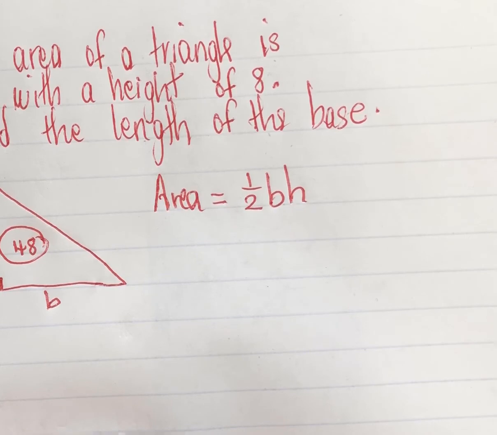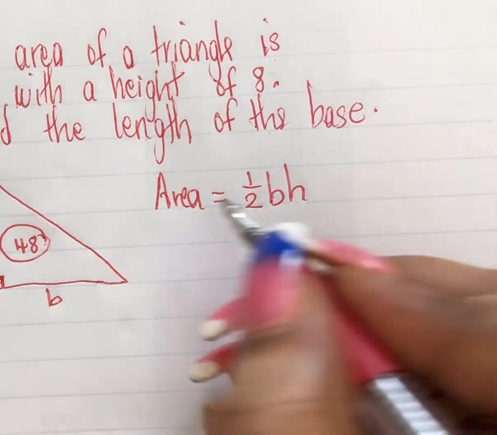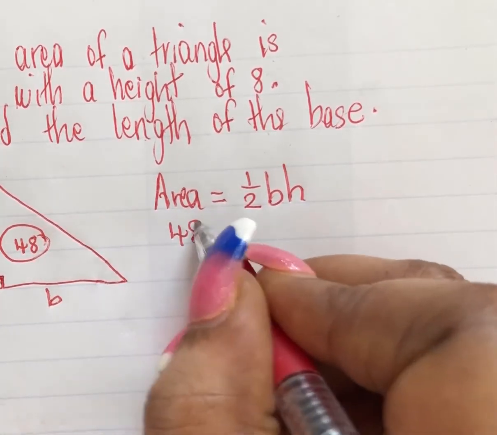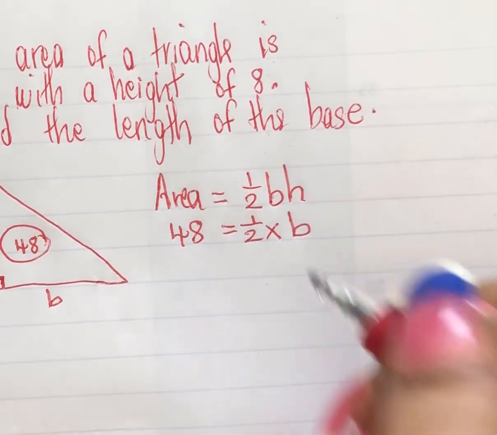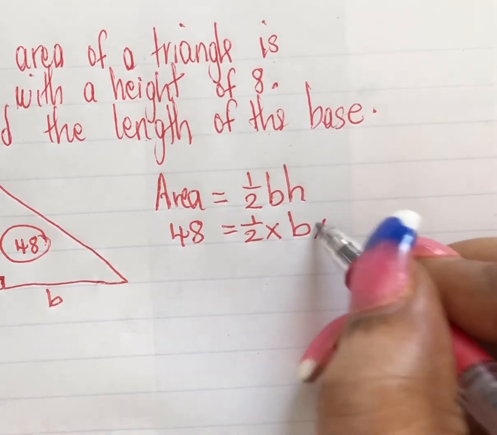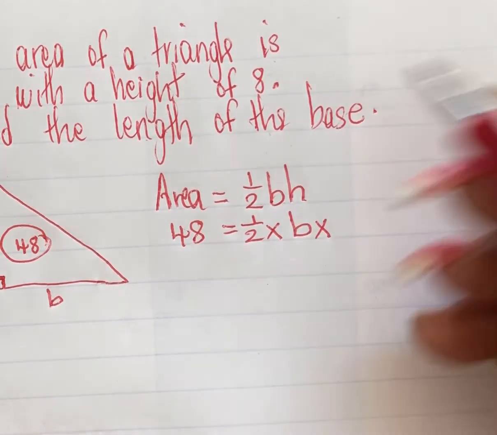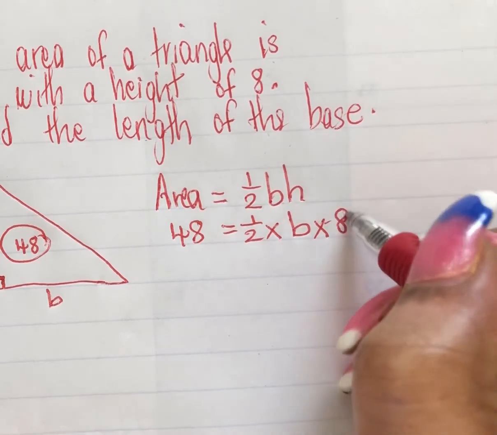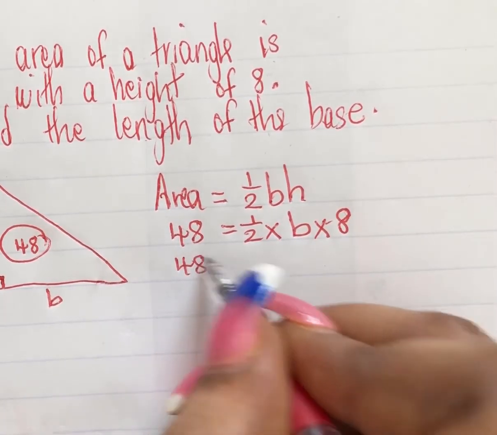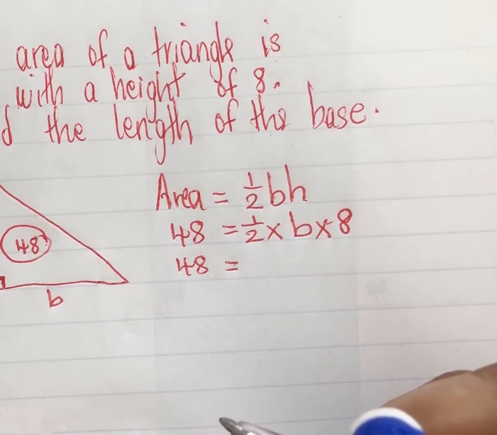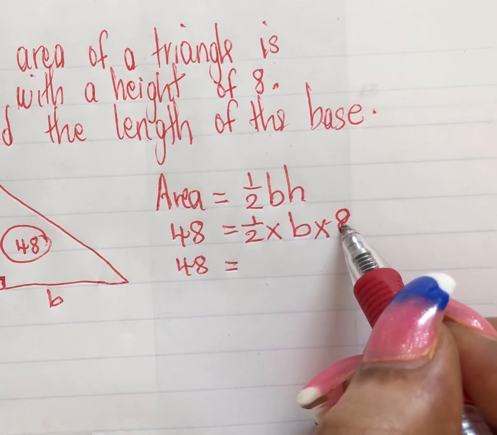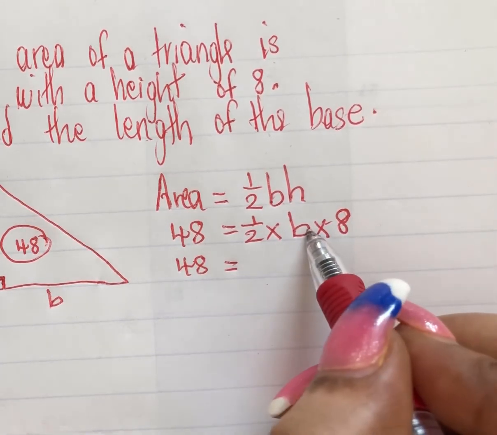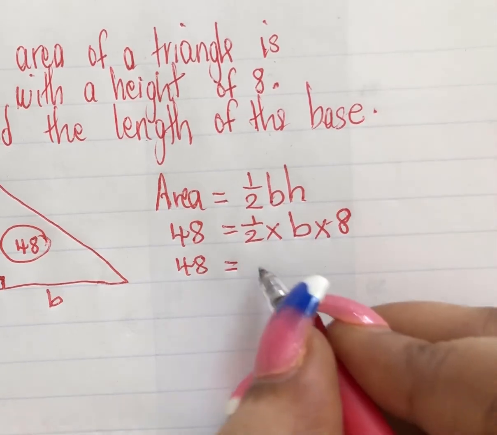What I am going to do is to substitute what I know. I know my area, that is 48, equals half multiplied by my base. I don't know my base, but I know my height. My height is 8. I am going to simplify where possible. Half multiplied by 8 is 4. 4 multiplied by b is 4b.